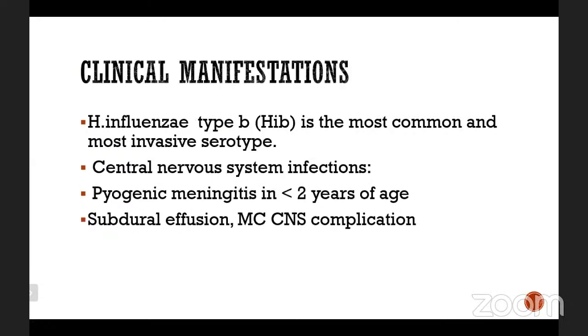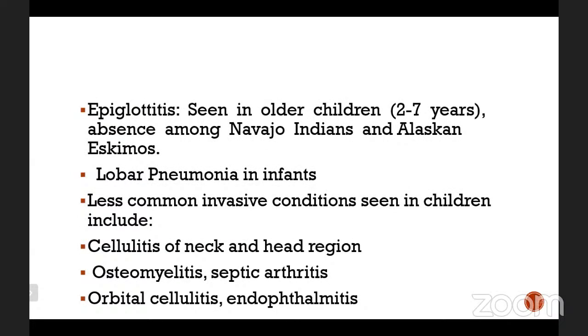Next one is the clinical manifestation of Haemophilus influenzae type B. It is one of the most common and most invasive serotypes, in which central nervous system infection is seen. Pyogenic meningitis is seen in children less than 2 years of age. Subdural effusion is seen in Haemophilus influenzae type B. The most common complication is CNS complication, and epiglottitis is seen in older children, 2 to 7 years, with absence among Navajo Indians and Alaskan Eskimos.